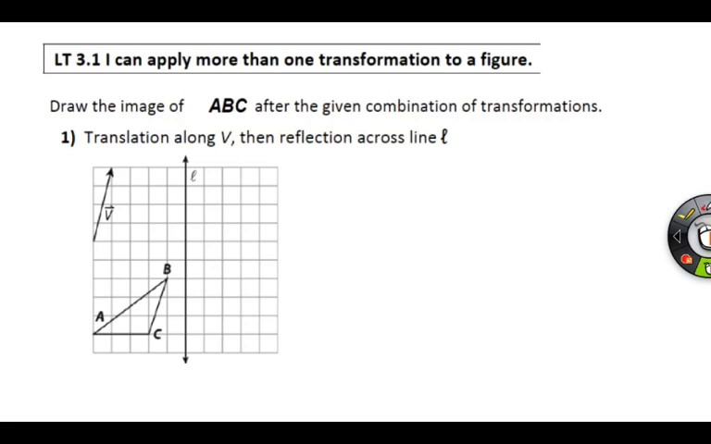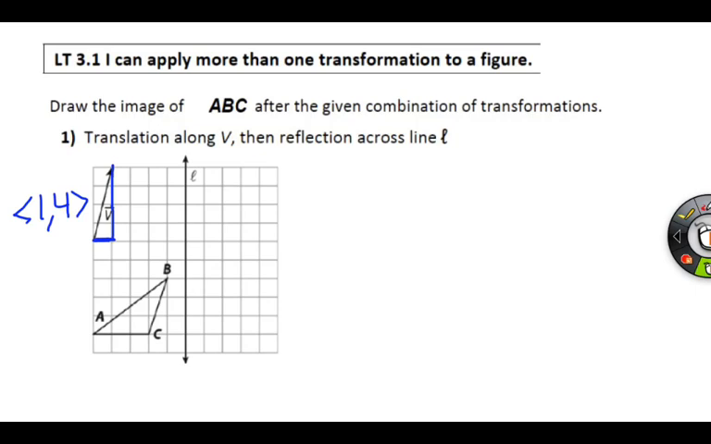First one, it says find the image of ABC after we translate it along this vector v and then reflect it. If you look at this particular vector, you can tell it is moving over to the right 1, and then going up 1, 2, 3, 4. So this would be vector (1, 4). We have to do exactly that to each of these coordinates.